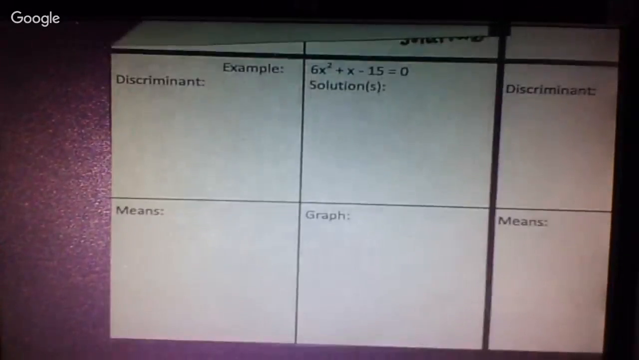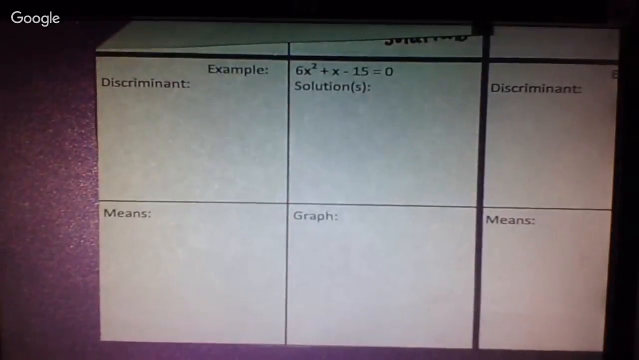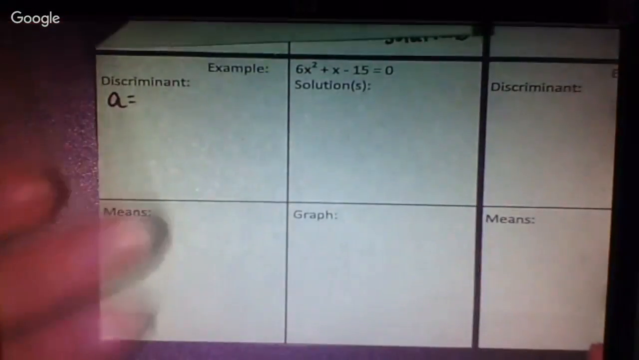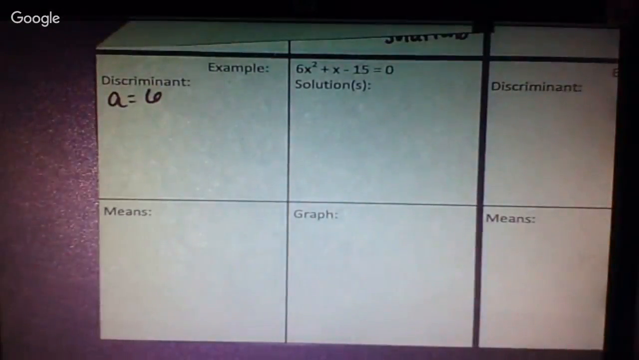So we're going to do an example of each one of these. The first thing you need to do is look at your equation and tell me what is my A value, what is my B value, what is my C value. If you look at this equation, what value replaces my A's? 6x squared. So it's just a 6. So A equals 6.